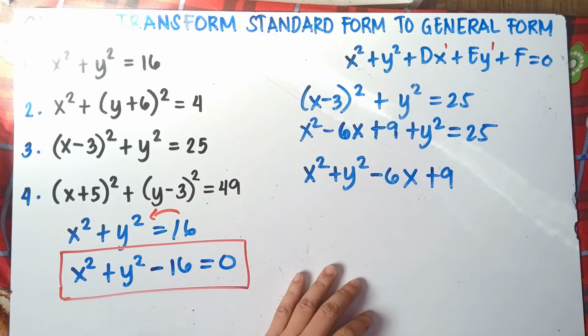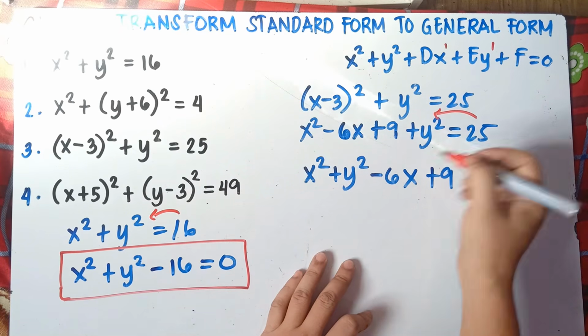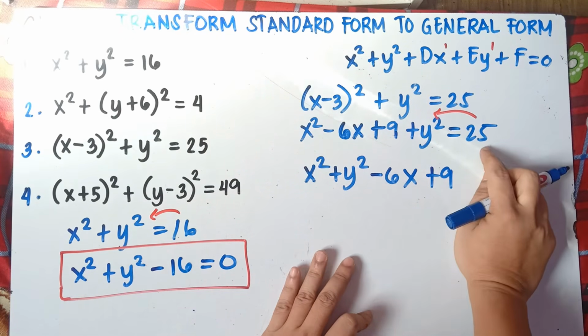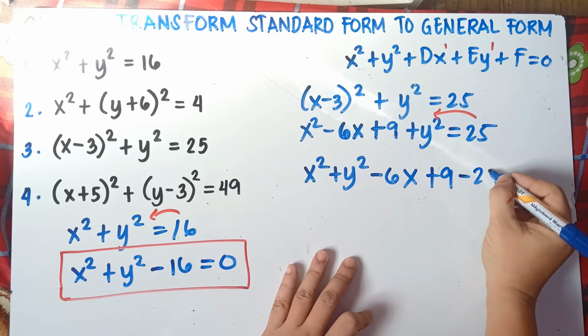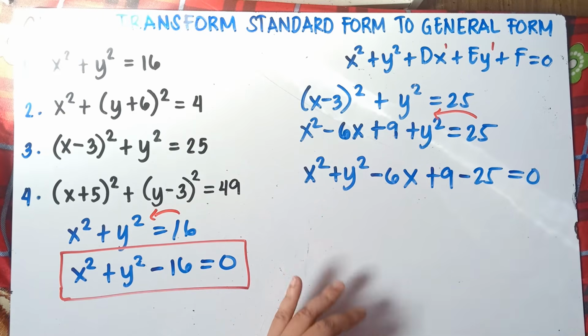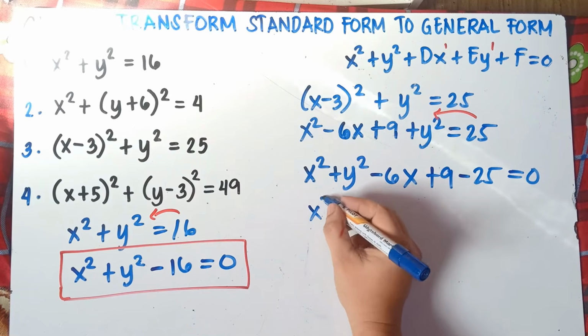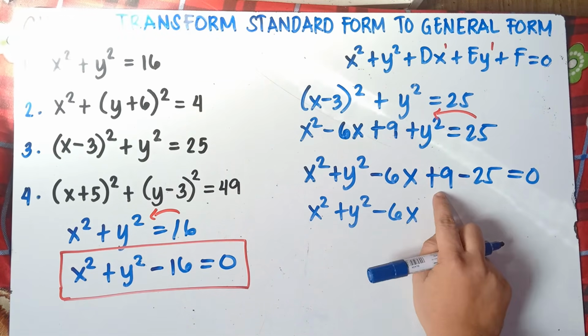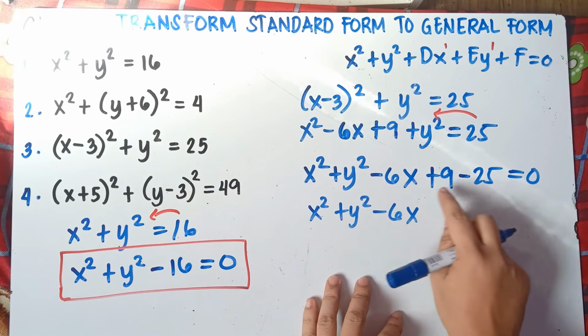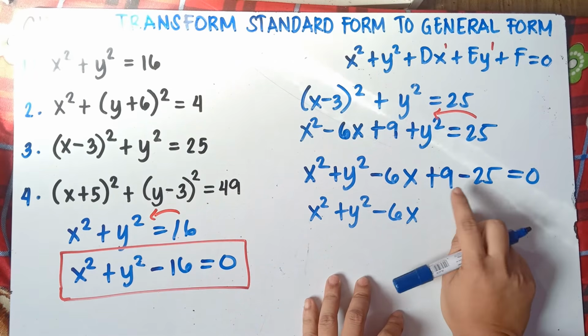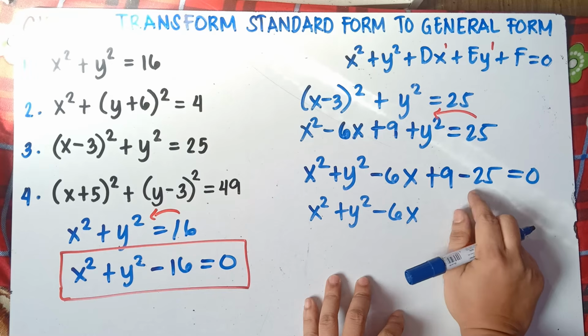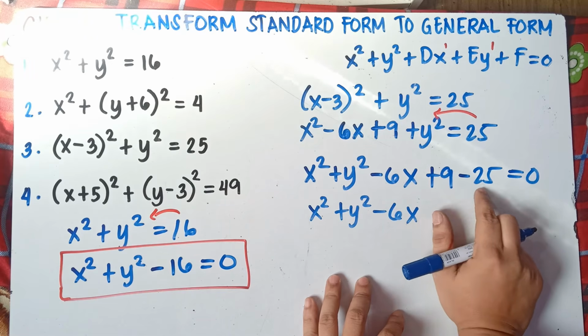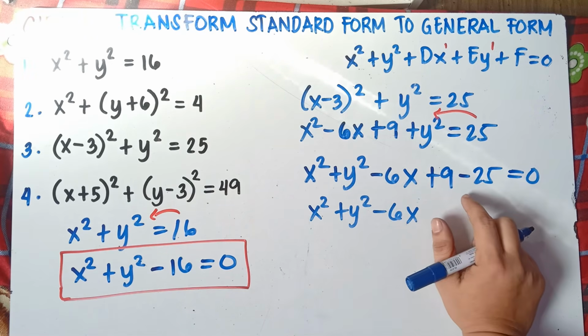Then transpose 25 from right to left. So this is positive, it will be negative 25. Then equals 0. So this will be x squared plus y squared minus 6x, positive 9, negative 25. If the signs are not the same, you subtract, then copy the sign of the larger number.